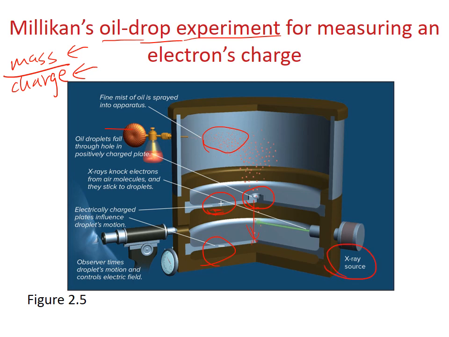When the X-ray source is turned on, the X-ray knocks electrons from air molecules inside the apparatus, and the electrons stick to the droplets. So now the droplet contains electrons. Since electrons have negative charge, the falling speed is now affected by the electric field. By adjusting the field strength, Millikan made the droplet slow and hang suspended, which allowed him to measure its total charge.